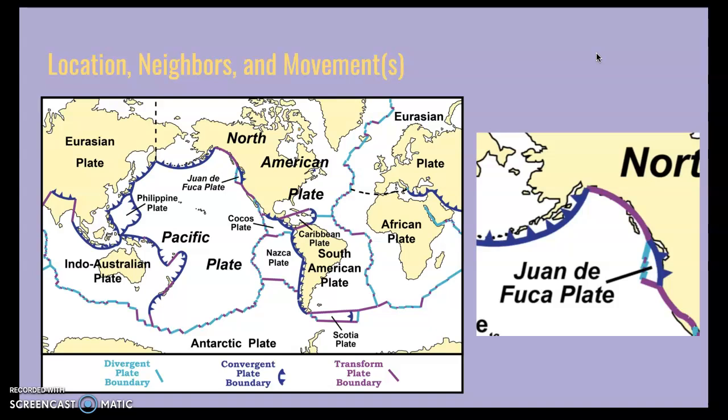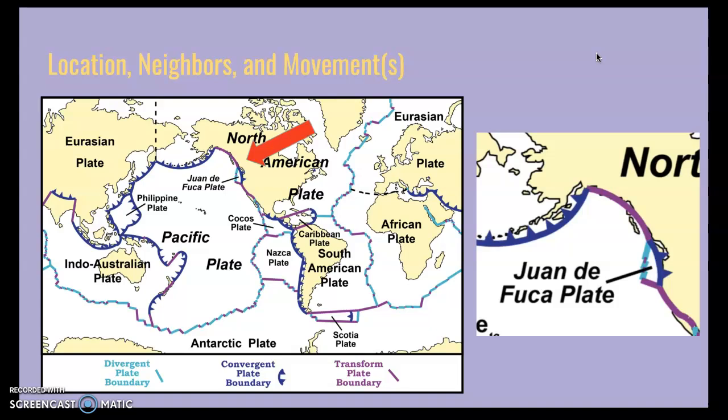So the Juan de Fuca plate, as you can see right there, touching the North American and Pacific plates, has a convergent interaction with the North American plate, as you can see in the diagram. Based on these boundaries, you see the blue with the little mountains is convergent, and then the pink is transform, and then the divergent plate boundary is the teal.